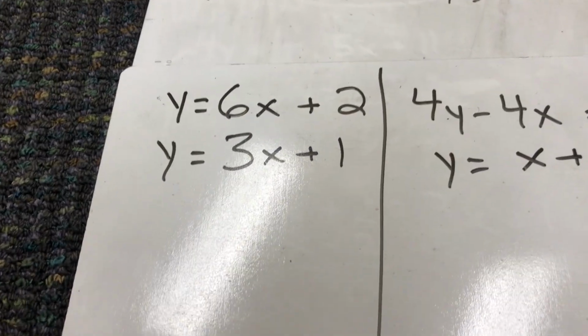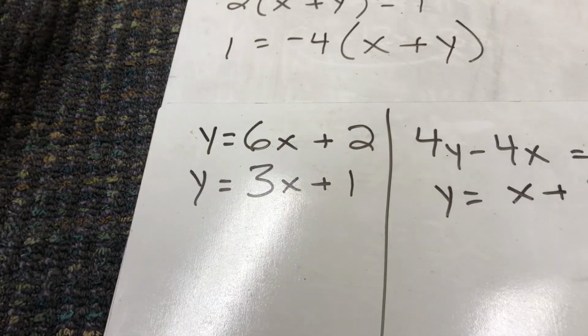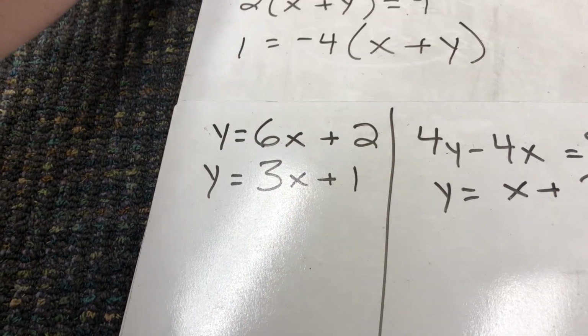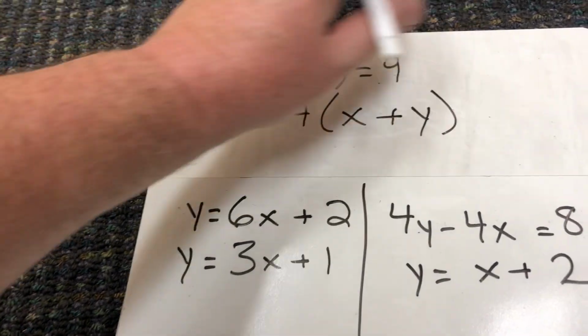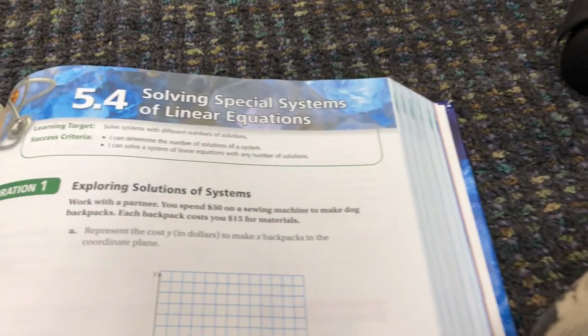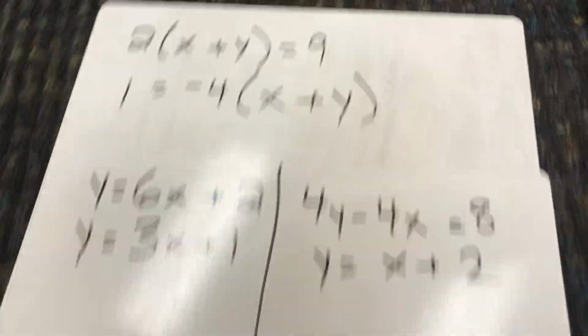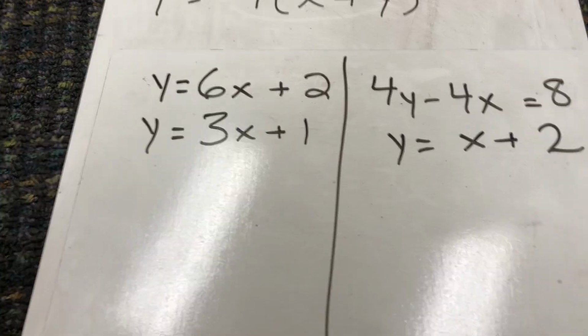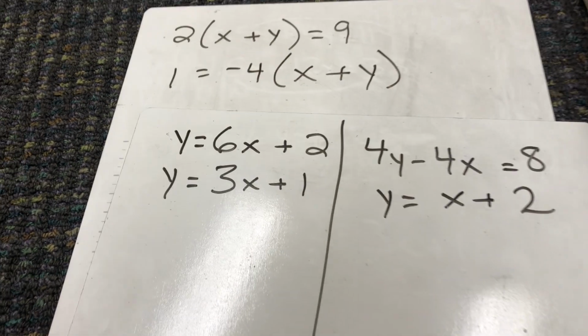All right, eighth graders. Today we're focusing on what they call special systems of linear equations. So we've got solving special systems of linear equations. So we're going to look at this first one. y equals 6x plus 2, y equals 3x plus 1.